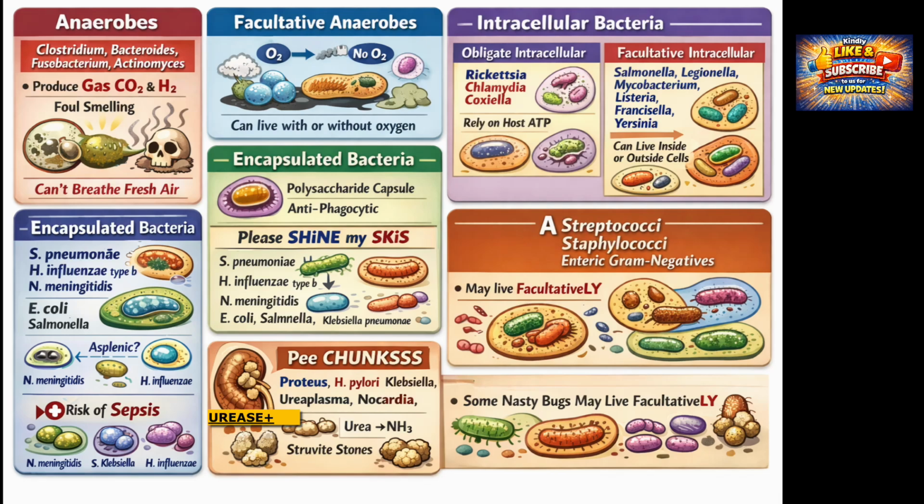Encapsulated bacteria possess an external polysaccharide capsule that serves as a major virulence factor by inhibiting phagocytosis. The capsule interferes with complement deposition and prevents effective recognition by neutrophils and macrophages. High-yield encapsulated organisms commonly tested include Pseudomonas aeruginosa, Streptococcus pneumoniae, Haemophilus influenzae type B, Neisseria meningitidis, Escherichia coli, Salmonella, Klebsiella pneumoniae, and Group B Streptococcus.